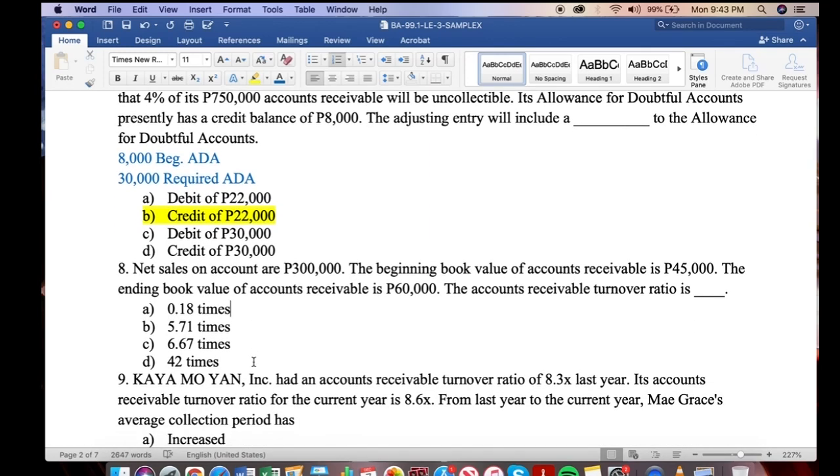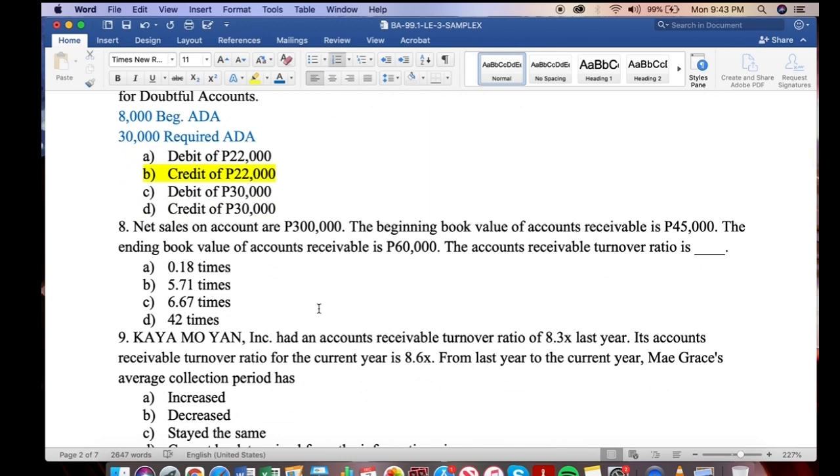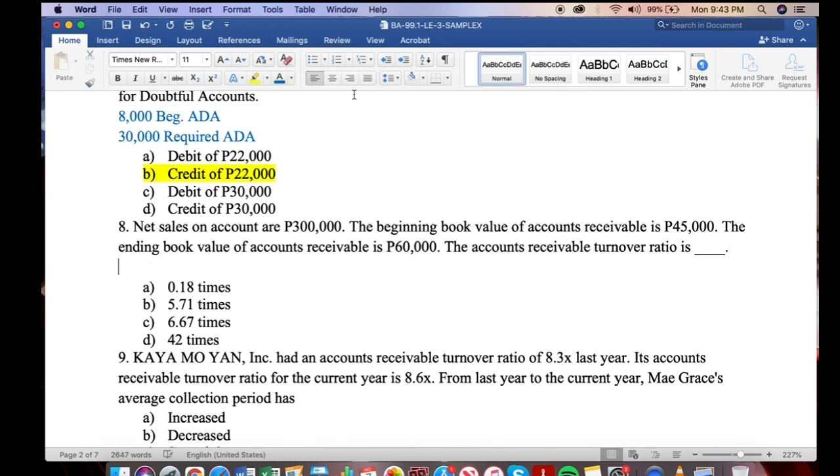Okay? Number 8. Net sales on account are 300,000. The beginning book value of AR is 45,000. The ending book value of AR is 60,000. AR turnover ratio is blank. Okay. AR turnover. Anong formula ng AR turnover? Net credit sales. Pakitandaan, credit sales ha. Hindi lahat ng sales kasi ang nagko-concern lang sa AR is yung credit sales. Hindi kasama yung cash sales. Divided by average AR.